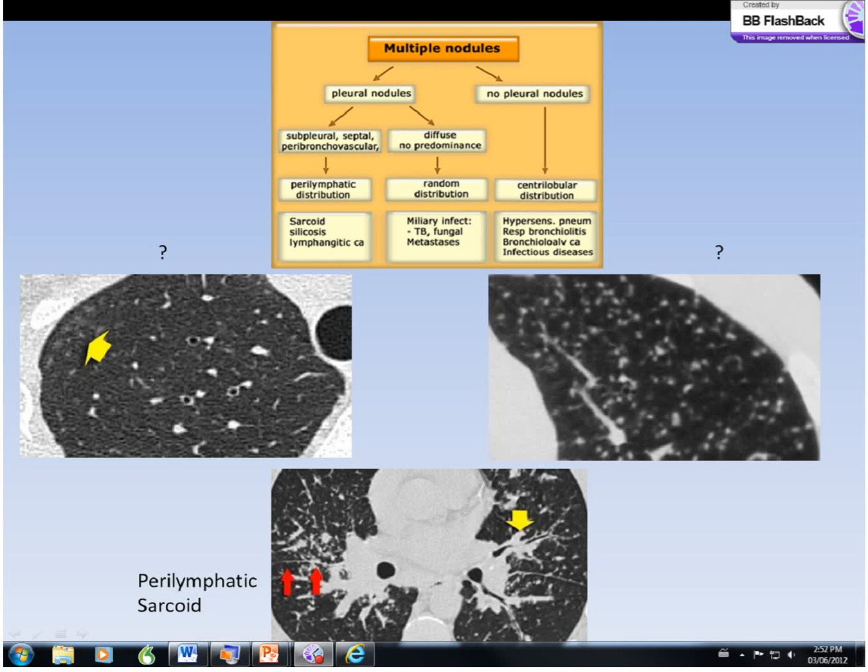So here you have perilymphatic, sarcoid, centrilobular, mycoplasma pneumonia, and randomly distributed, miliary TB. So the clinical diagnosis came from the overall pattern of the CT chest.